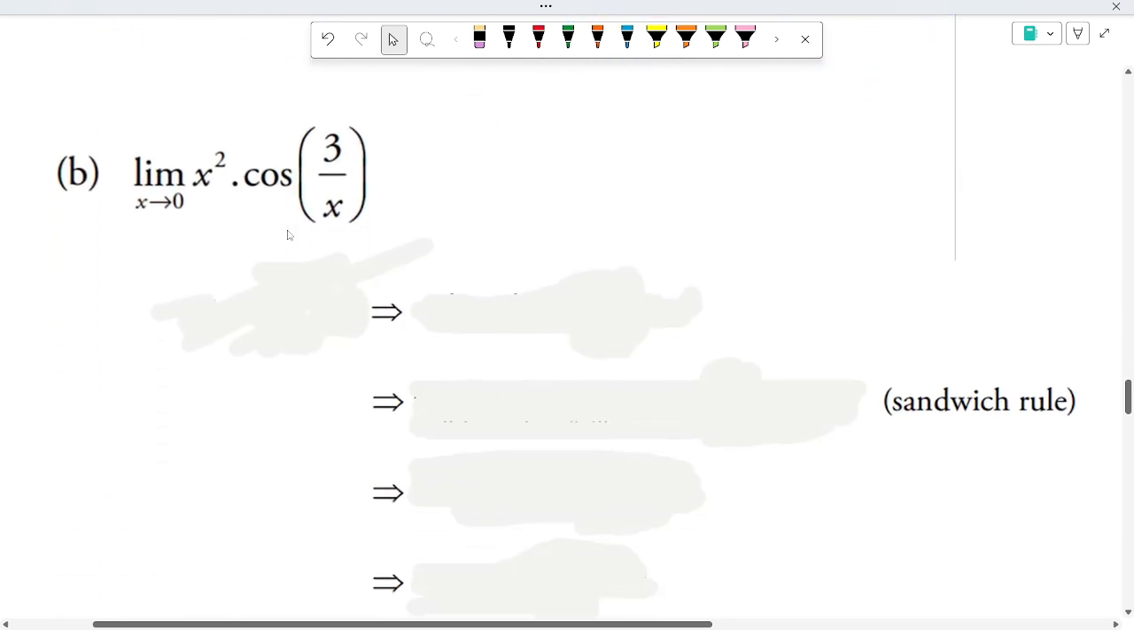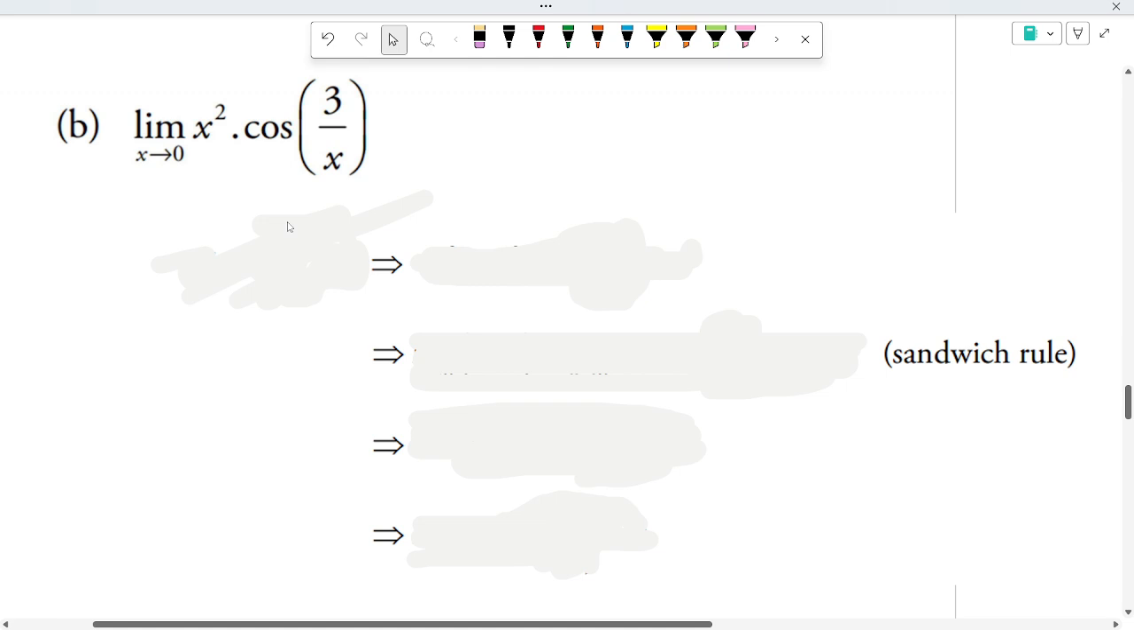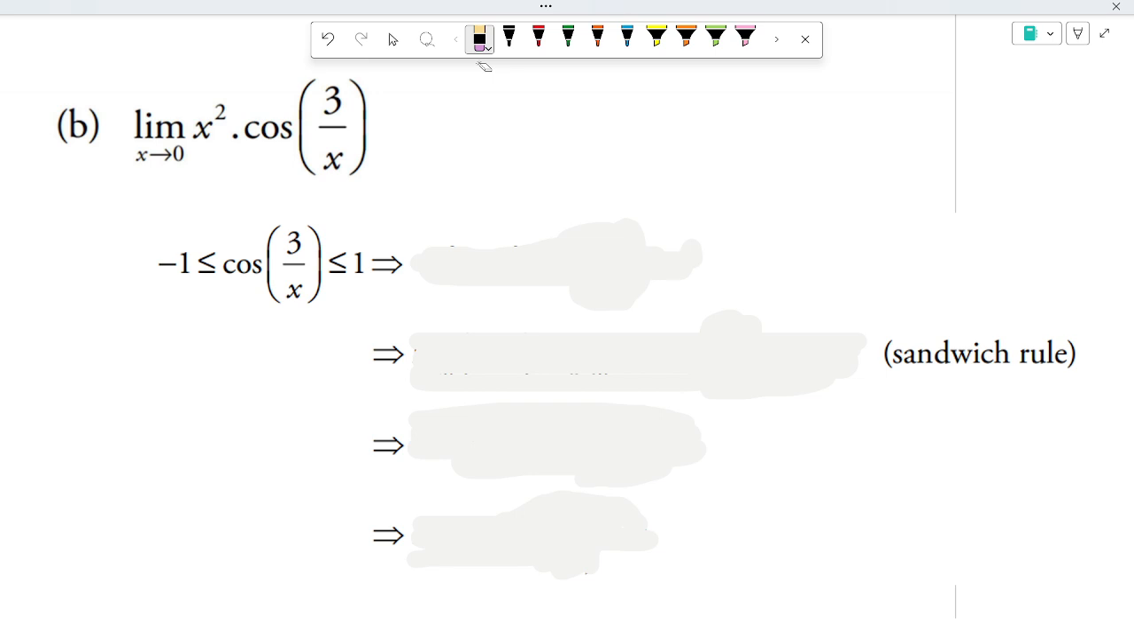Next one, x squared multiplied by cosine of 3 over x. We know that a cosine is always a number between -1 and 1. So cosine of 3 over x is a number between -1 and 1. But we need more. We need x squared multiplied by cosine. So we can multiply each side of this inequality by x squared, and we get x squared cosine is a number between -x squared and x squared.